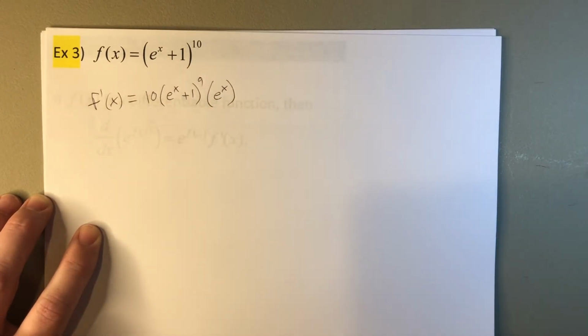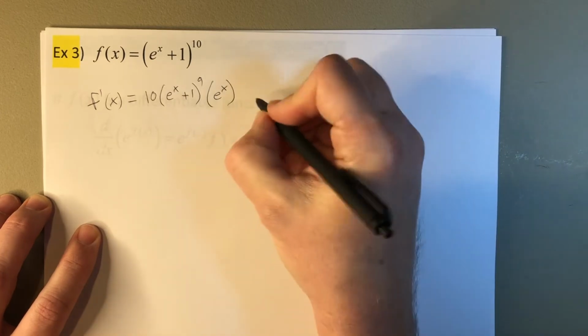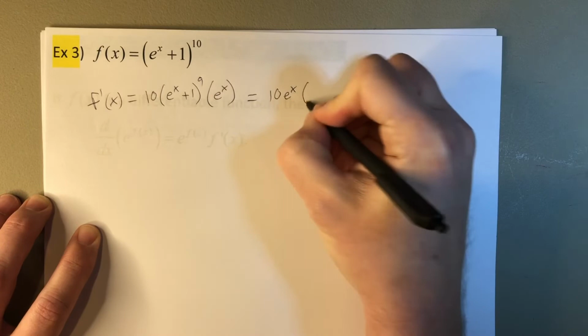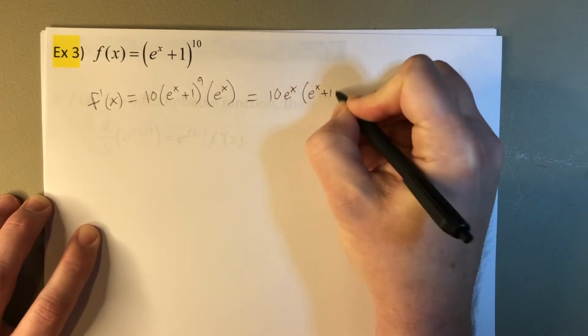Okay, so this one really not much you can do with it. If you wanted to, you could write it like this. Put the 10 and the e to the x together, and then rewrite everything else.